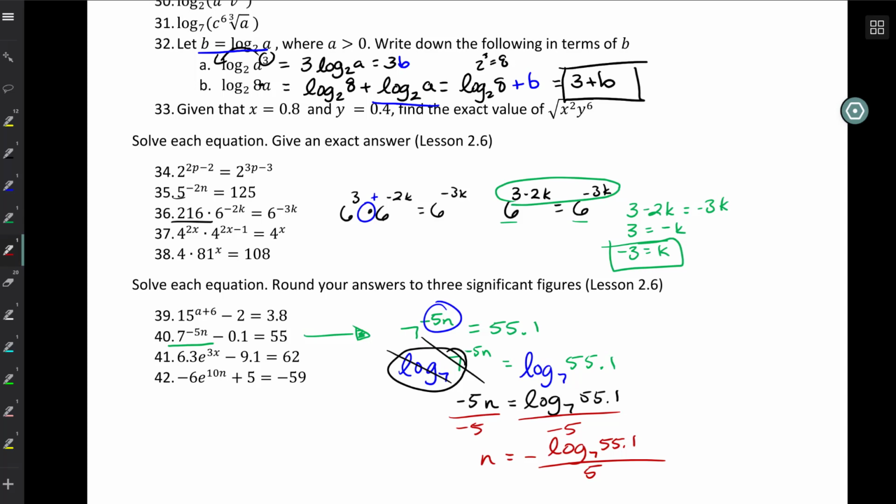So if I'm going to take log base 7 of 55.1, you guys get to sit awkwardly while I try and find my log calculator, punch it in. This is going to give me negative, or I'm sorry, not negative, it's going to give me 2.0602 and so on and so forth, and then dividing by 5. And then when we take that value and we divide it by 5, we end up with 0.412, and that's a negative value. And negative 0.412 is indeed 3 significant figures, or 3 decimal places. That is our solution for n.